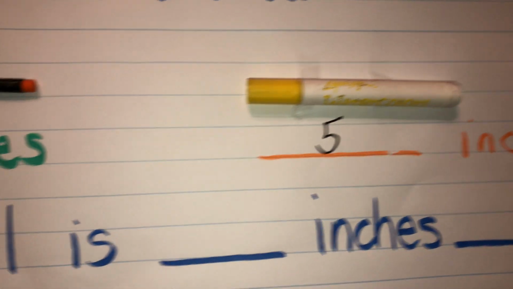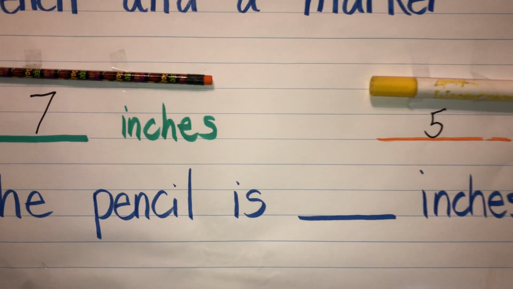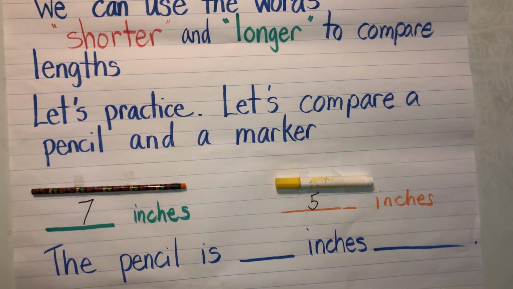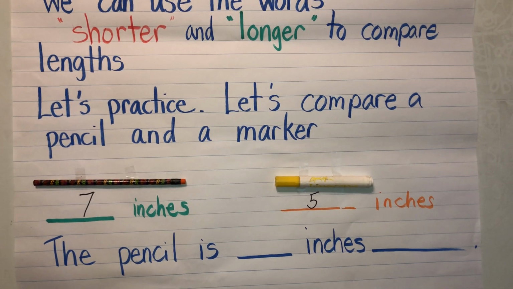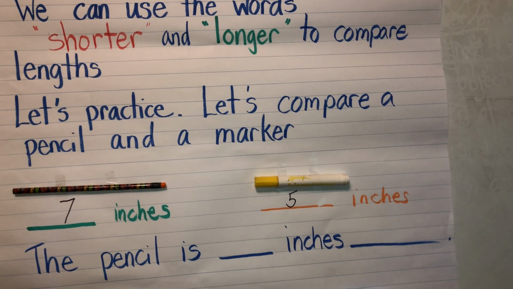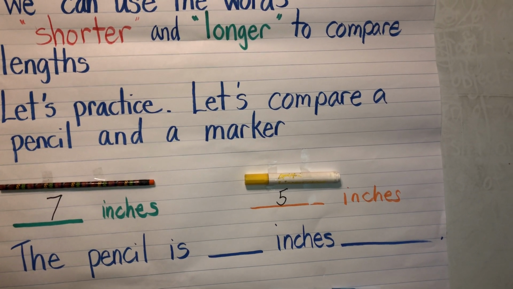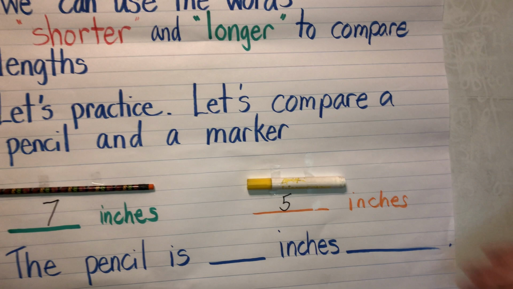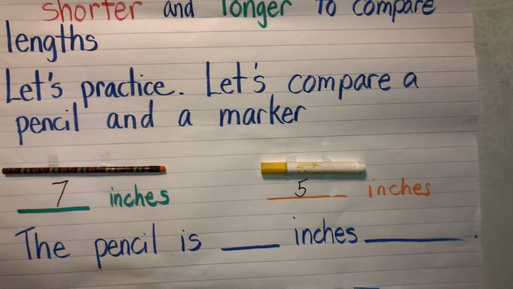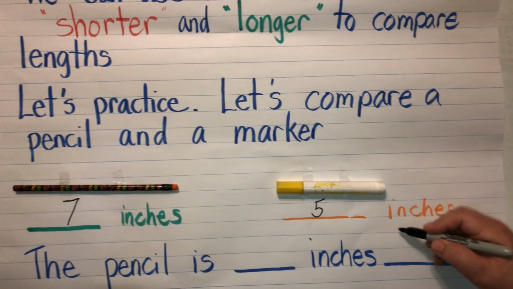Okay, so our pencil is 7 inches long. Our marker is 5 inches long. So I'm comparing them and I see a difference in those two measurements. Okay, and if I see a difference, then I'm going to find out how many inches different they are. So I would be subtracting. So I could say the pencil is blank inches. And in this blank here, I'm going to write if it's shorter or longer. So first of all, is a pencil shorter or longer? If you said longer, you are correct. So I'm going to write the word longer here first.